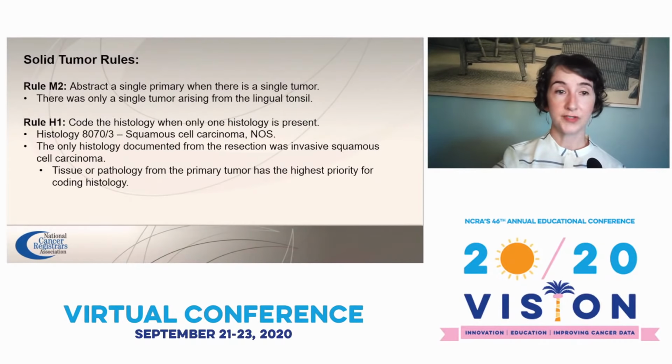For the solid tumor rules, we have Rule M2 again. There was only a single tumor in the lingual tonsil, so a single primary. And for histology, we have Rule H1 and Code 8070, squamous cell carcinoma NOS, as this is the only histology documented from the primary tumor. The resection proved squamous cell carcinoma NOS. And tissue or pathology from the primary tumor has the highest priority for coding histology. So the lymph node FNA in this case cannot be used to code the histology. Again, issues regarding histology coding are discussed in more detail in that PDF.